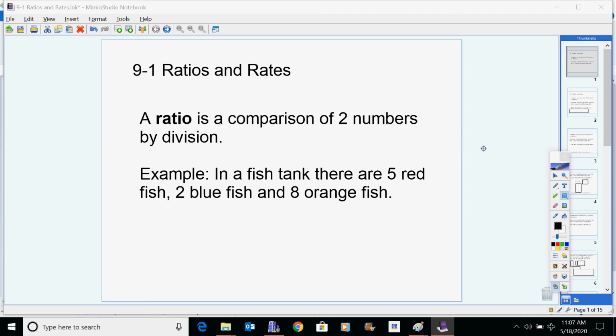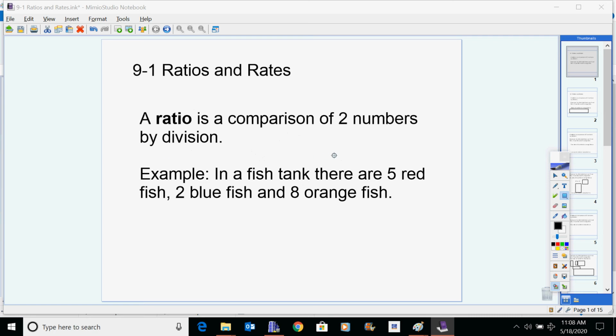Let's go back and do some things that are going to be really important for you as you get ready for Algebra 1 and then after that geometry. It's important to understand a little bit about ratios and a special type of ratio called a rate of change. So we're going to take a look at ratios.